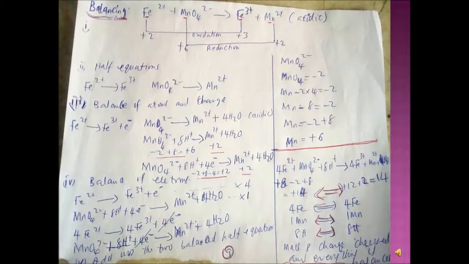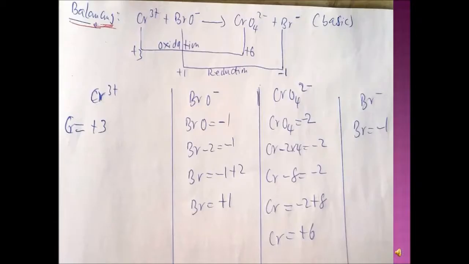Now let's take another example in a basic medium, where we have Cr3+ and BrO-, then we have CrO4 2- plus Br-. Now this complex reaction is taking place in a basic medium.